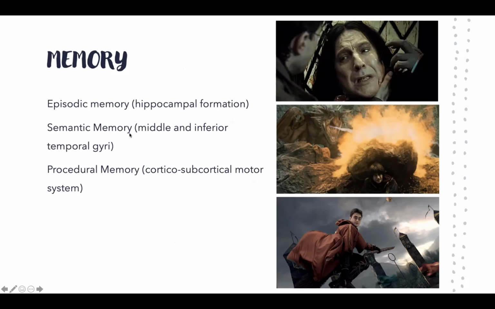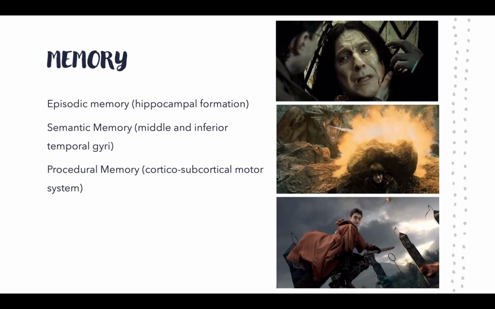Semantic memory is our general knowledge of the world. You don't really think about this memory. You look at a calculator and say, that's a calculator. Or you look at a laptop, like I'm looking at one right now, and you say, that's a laptop. It's a general knowledge of the world, and it's involved with our middle and inferior temporal gyri. So in Harry Potter and the Goblet of Fire, when he looks behind him at the Hungarian Horntail dragon, he knows that that's a dragon. There is no thinking, it's something that you do subconsciously.